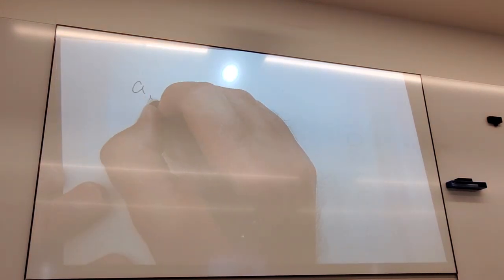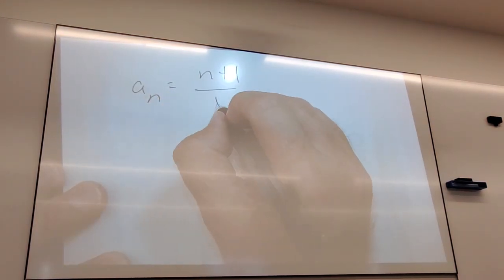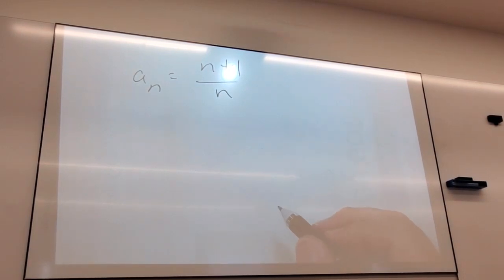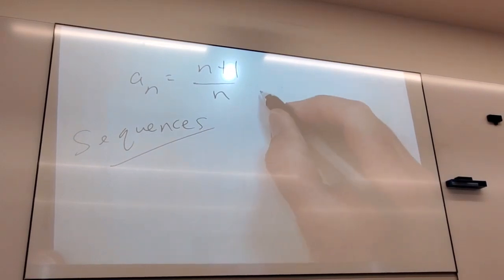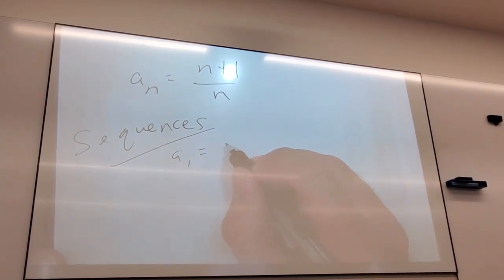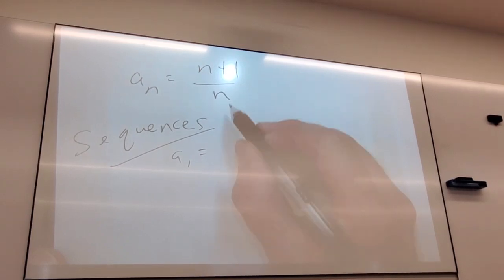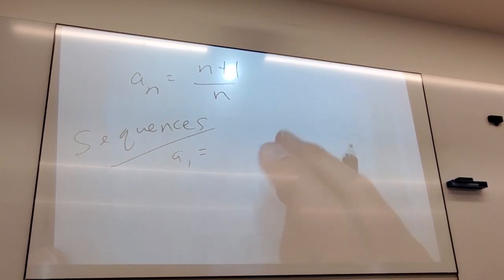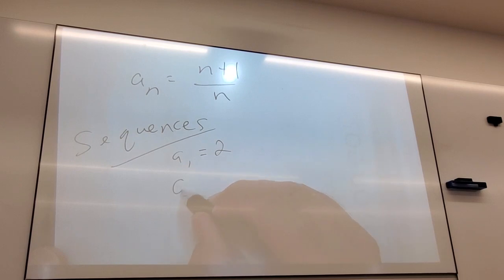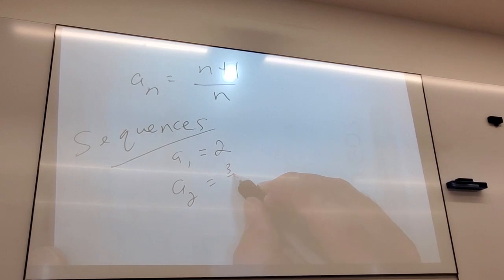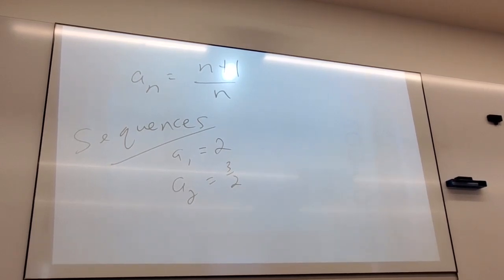If I give you this, can you construct the sequence? These are called sequences, by the way. What would A1 be? You just plug in a 1? Yeah, I'm letting N be 1. So what would A1 be? 2. What would A2 be? 3 over 2. Does everybody see that? If I select a value for N, I plug that in.